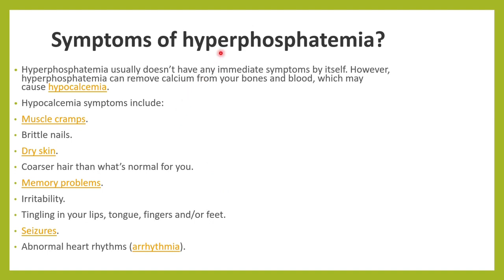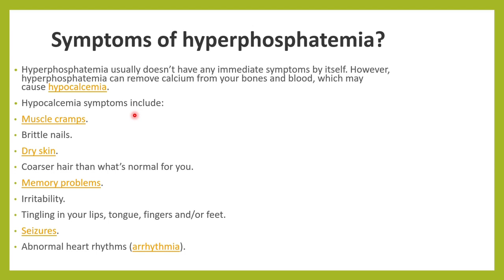So now what are the symptoms of hyperphosphatemia? Hyperphosphatemia as such will not have any immediate symptoms by itself. But hyperphosphatemia can remove the calcium from your bones. The increased phosphate can combine with the calcium and it can cause deposition of the calcium in the extracellular spaces, in the soft tissues, etc. This can lead to symptoms. So mainly the symptoms of hyperphosphatemia are because of hypocalcemia.